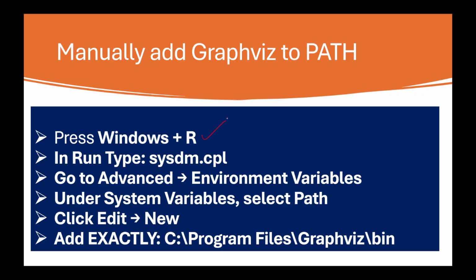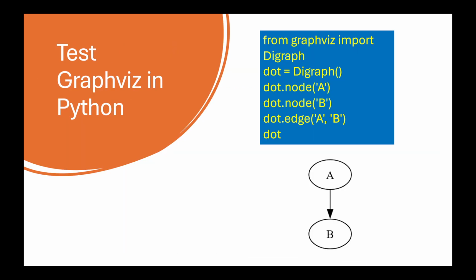I already told you, just press Windows R, type here, go to the environment variables, go to the system variables and click on New, and make sure that this path is available in your system environment. If you are satisfied that this environment is already created, then you go to the Jupyter notebook and work on that.